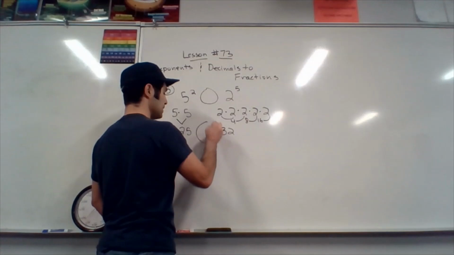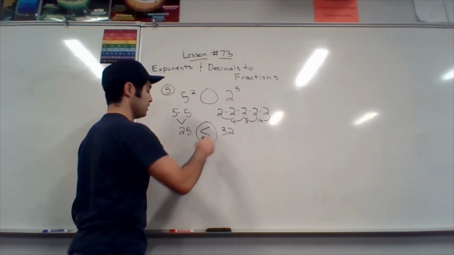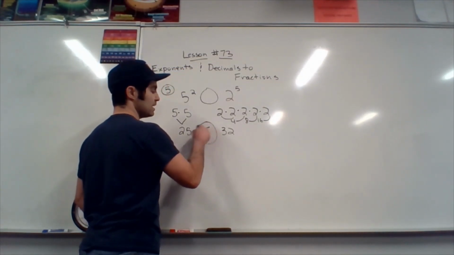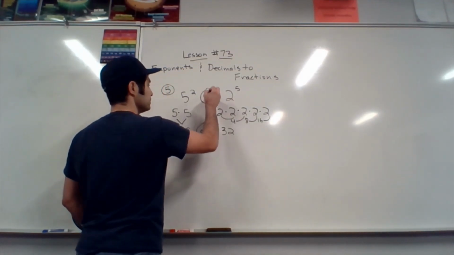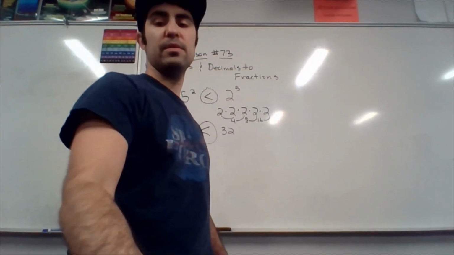And as you can see, 25 is less than 32. And the way I remember the less than and equal sign is the less than sign looks like an L. So your answer is 5 squared is less than 2 to the 5th.